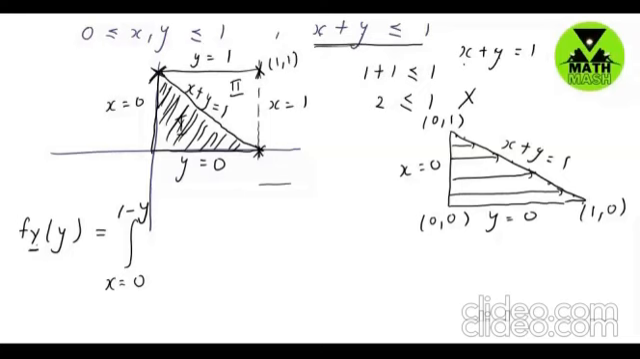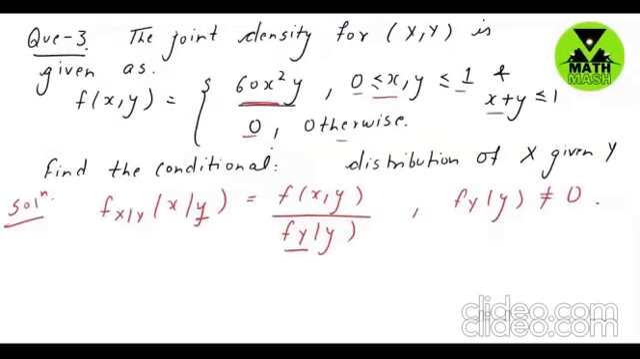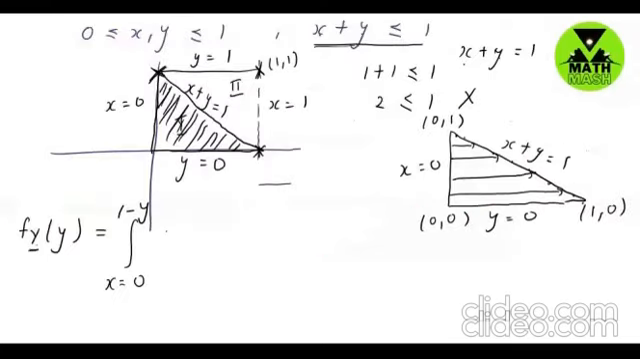The function is given as 60x²y. So simply write the function as 60x²y and integrate with respect to x, because here we are finding the marginal density of y. And y varies from 0 to 1, so 0 ≤ y ≤ 1.